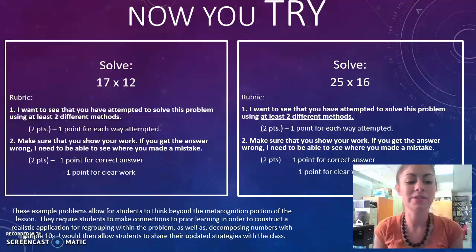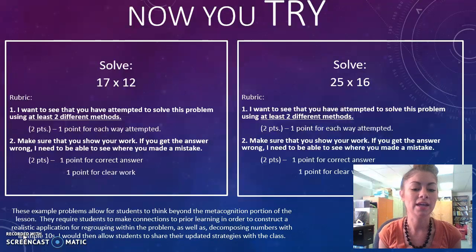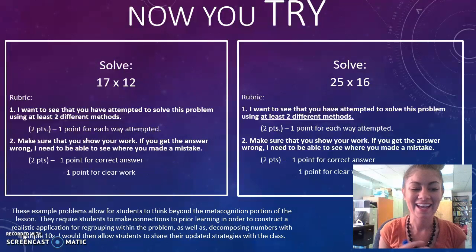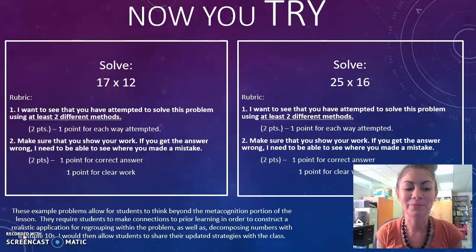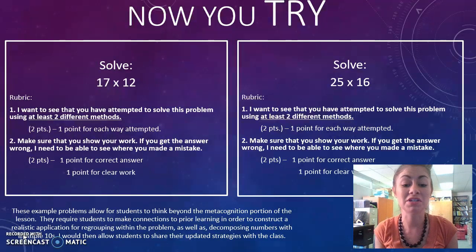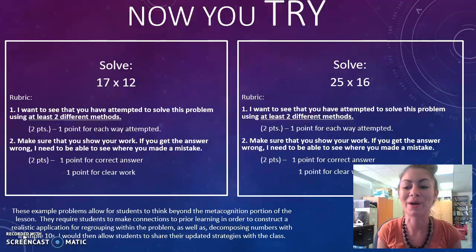And these example problems are going to allow students to think beyond the metacognition portion of this lesson, and it's going to require that students are making connections to their prior learning, to their one-digit multiplication, in order to construct some realistic applications for regrouping within a problem and decomposing numbers with greater multiples than 10. I would then just allow students to share their different strategies with the class, and then we could come up with some good anchor charts for the walls.